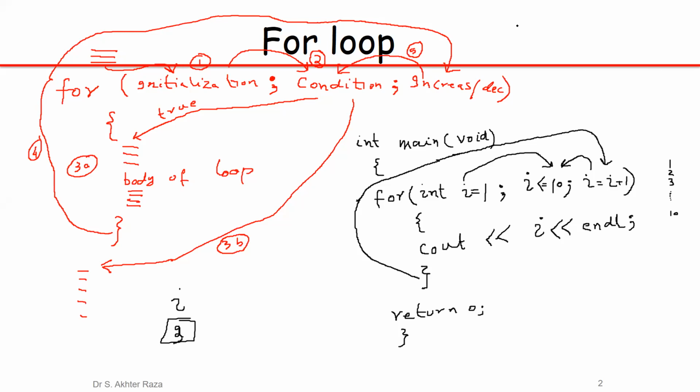So it goes up to 10. After 10, when the value of I is 11, it checks 11 is less than 10, no. So after failing the condition, it goes to the return 0 and the program ends. So this is the sequence of a for loop.